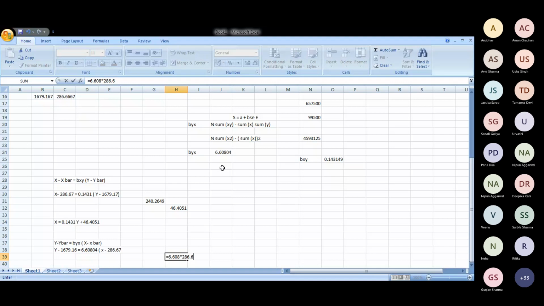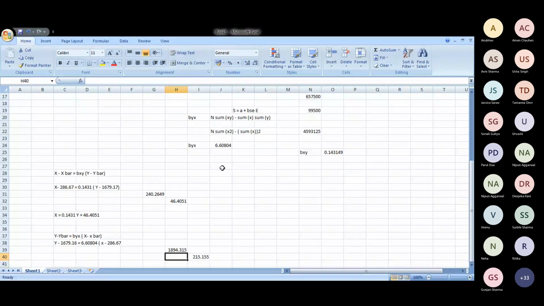So it becomes 1894 in minus, and in there you get plus. So the net answer becomes 1894.315 minus 1679.16. So here it is like in minus, there will get plus, but the bigger is 1894 negative. So net answer becomes minus 215.